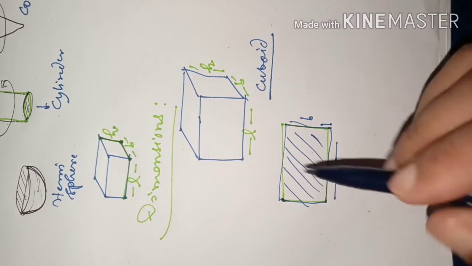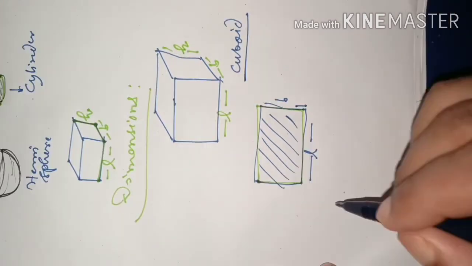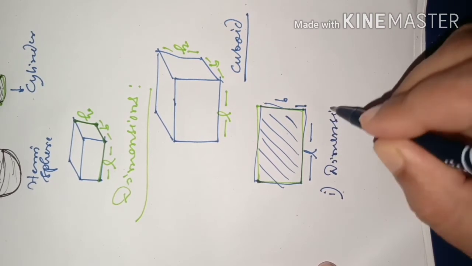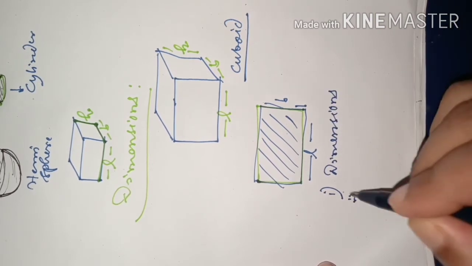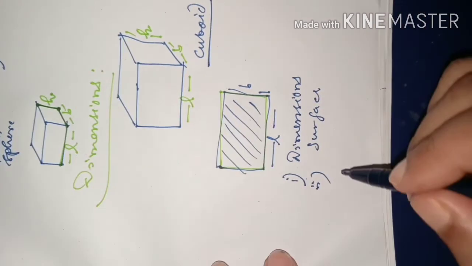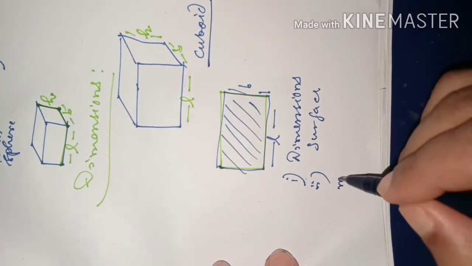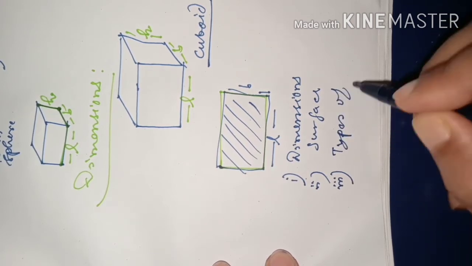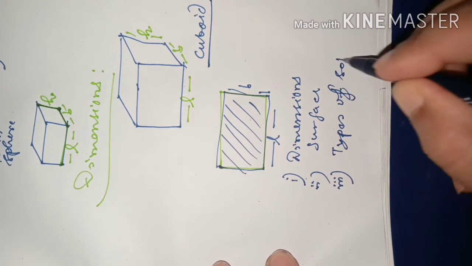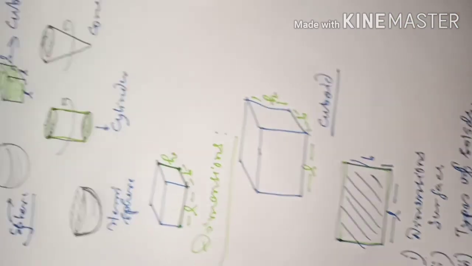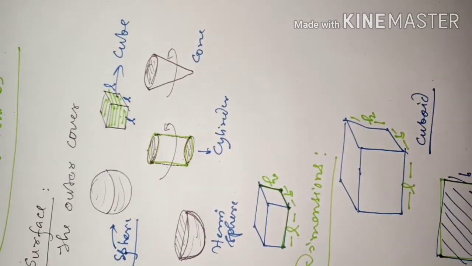So dear students, what have we talked about? Here, dimensions. Then the second point, that is surface. Then the next point, we have talked about types of solids, and they are bounded by some surfaces. We have discussed all this.